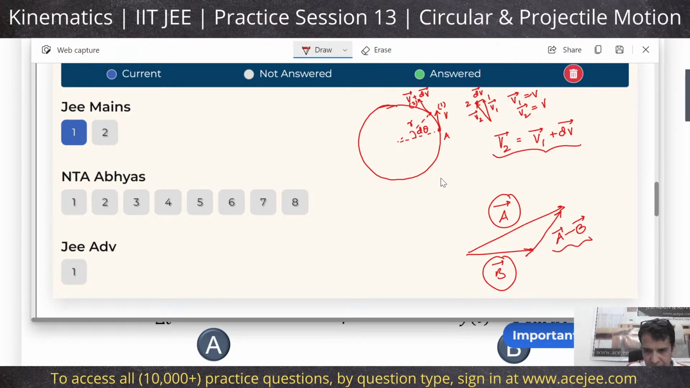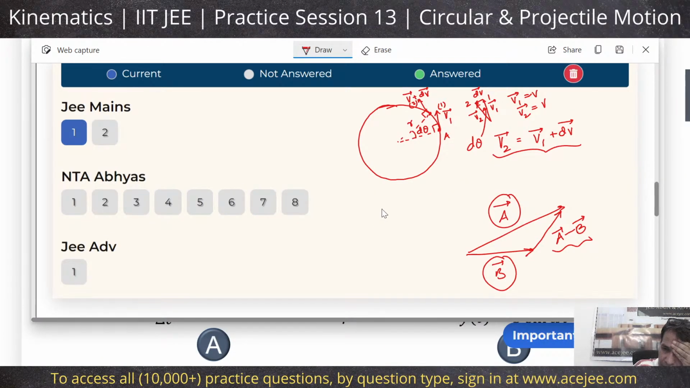So that's what I've done here. Let me redraw it a little bit bigger, or if you are clear then I'll leave it. And how much is the angle between V1 and V2? Is it d theta? Yes, because both V1 and V2 are perpendicular to R. So if the position vector makes an angle d theta, then obviously they will also make an angle d theta. This angle is d theta.